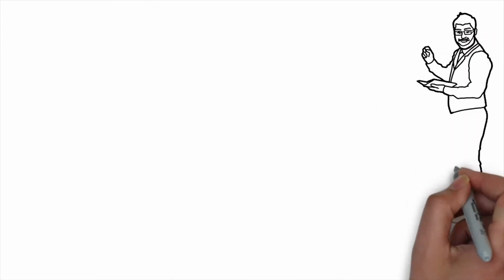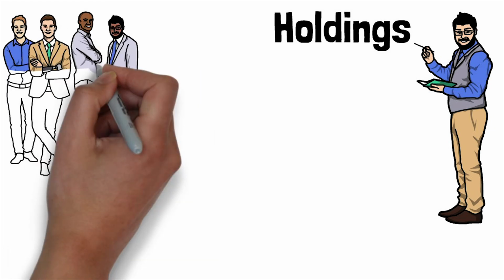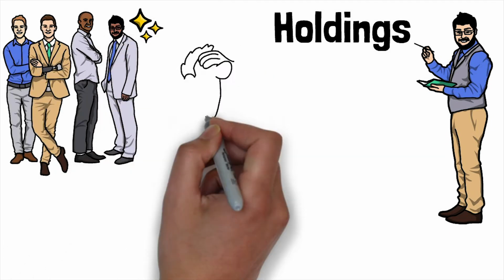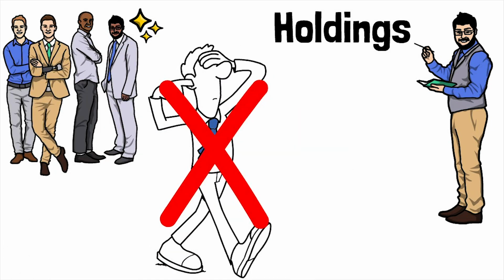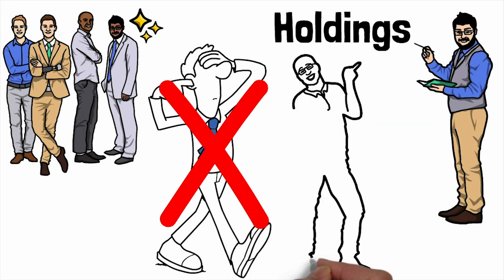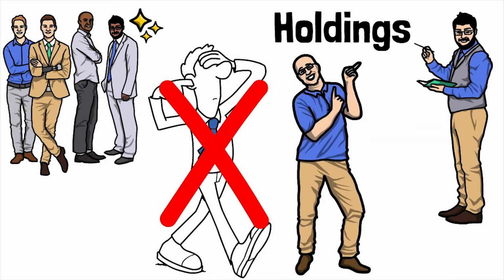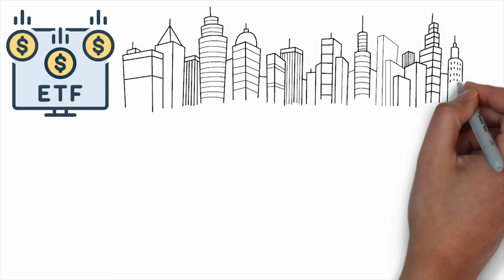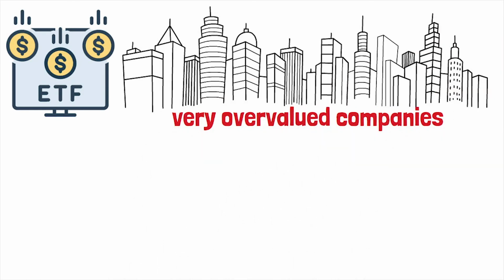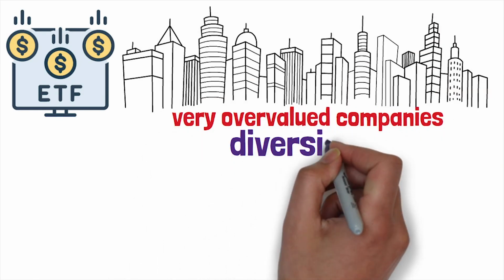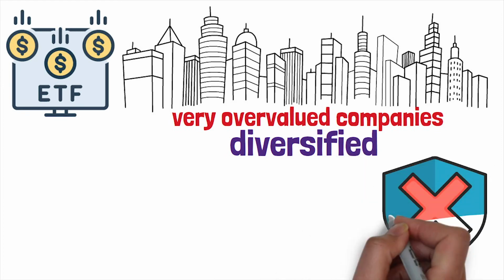After that, we check the holdings part. If we want to be a serious investor, we cannot blindly buy an ETF without taking a closer look at the holding positions. Sometimes an ETF is composed of very overvalued companies, and even if it is diversified, this will not protect us from losses.